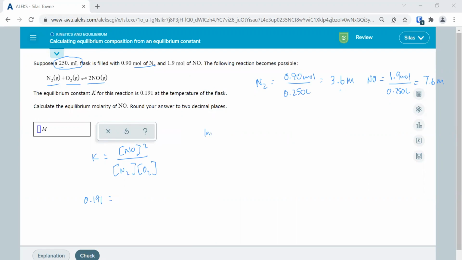Now that's initial, change, equilibrium. Now we just write ICE. I'm going to essentially write my reaction up over the top, and I'm going to write what I have. So I know I start with 3.6 of N2. I have 0 O2. And I have 7.6 molar of my NO.